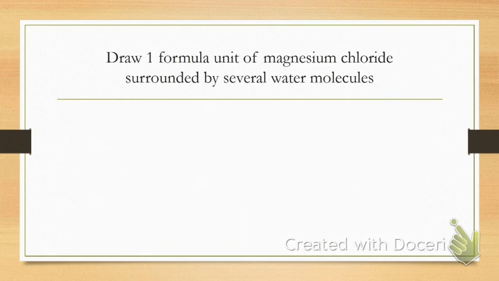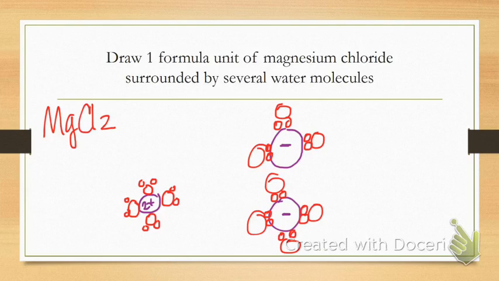Hint, hint. So now you're going to draw one formula unit of magnesium chloride surrounded by water molecules. So I'm going to pause the video at this time and let you do that. Okay, you should look roughly something similar to that. I didn't do my fourth water molecule here.